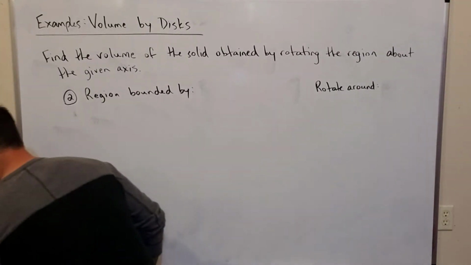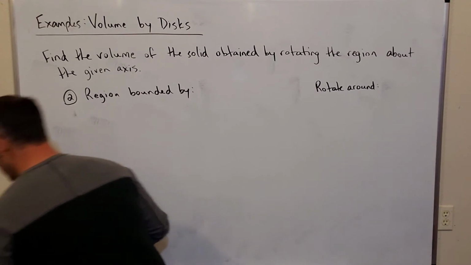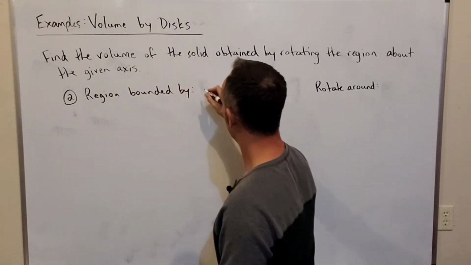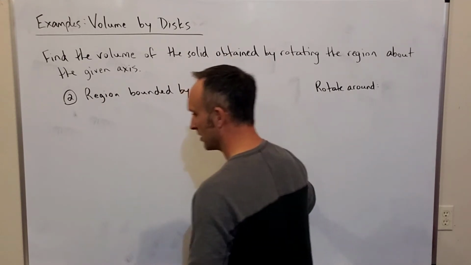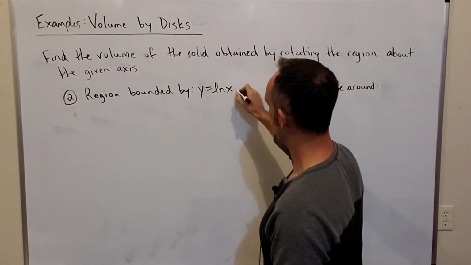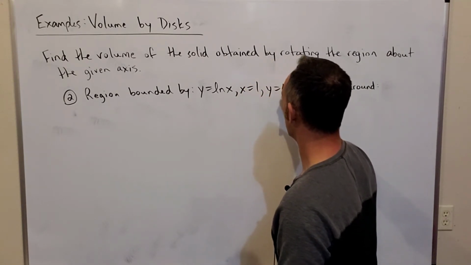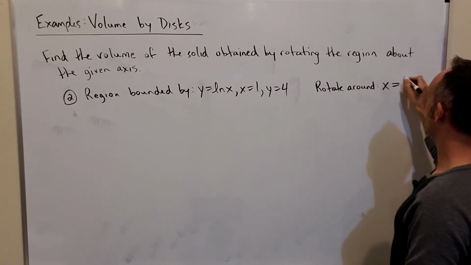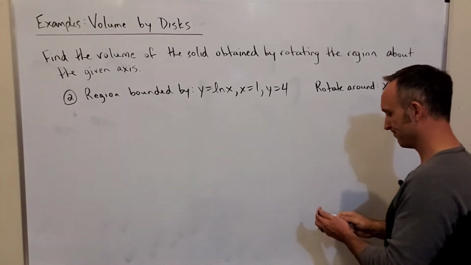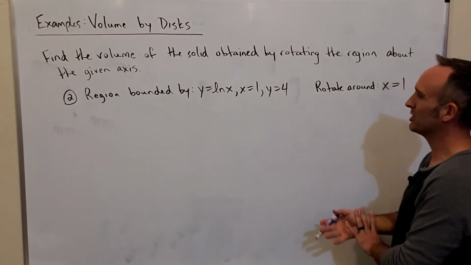So now, let's rotate the curve y equals the natural log of x, bounded by that curve, bounded by the line x equals 1 and y equals 4. And let's rotate around the vertical line x equals 1. Okay? So let's try to draw a picture of this.